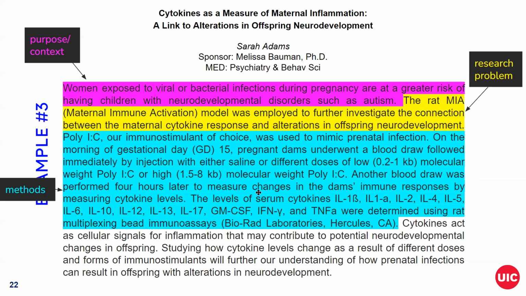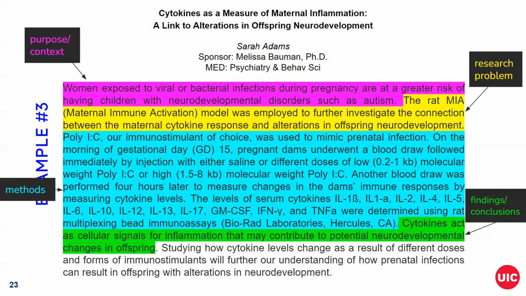She talks about how long things are performed. 4 hours later, we have these levels of serum cytokines. And then finally, those are determined using immunoassays. Great. These are all methods on what she did to collect data and to analyze the data in order to answer the question. Now, she has a one sentence for the findings.